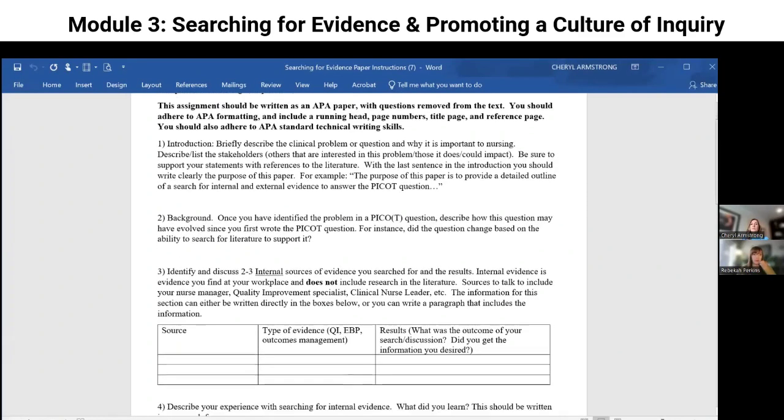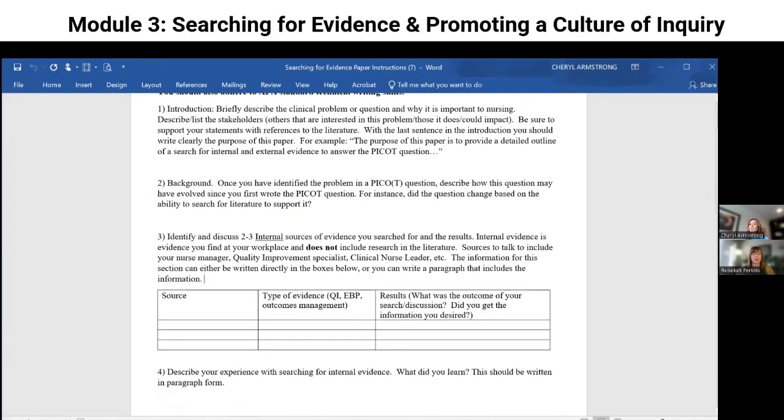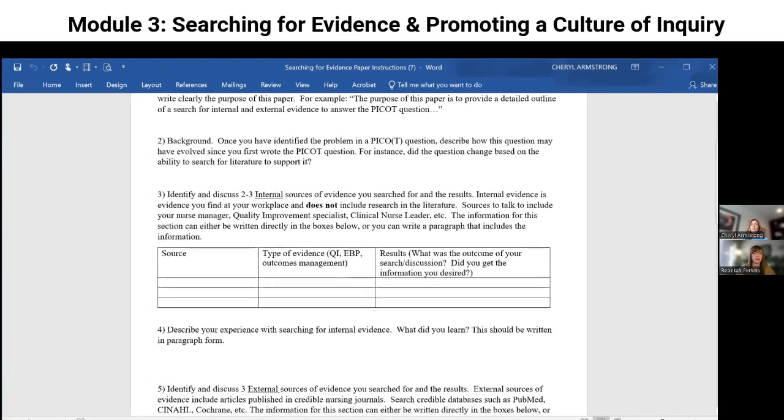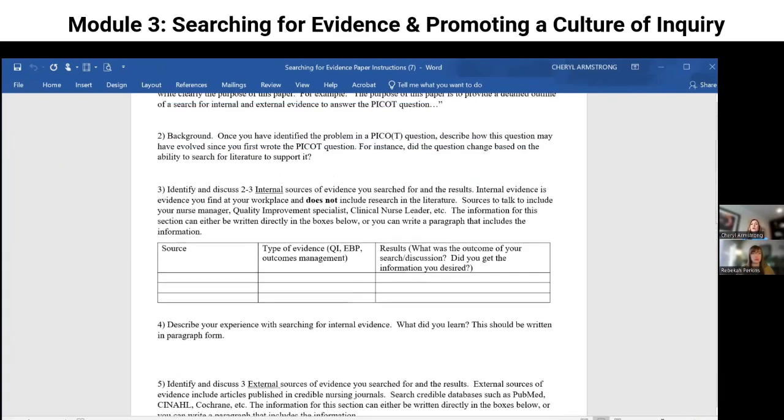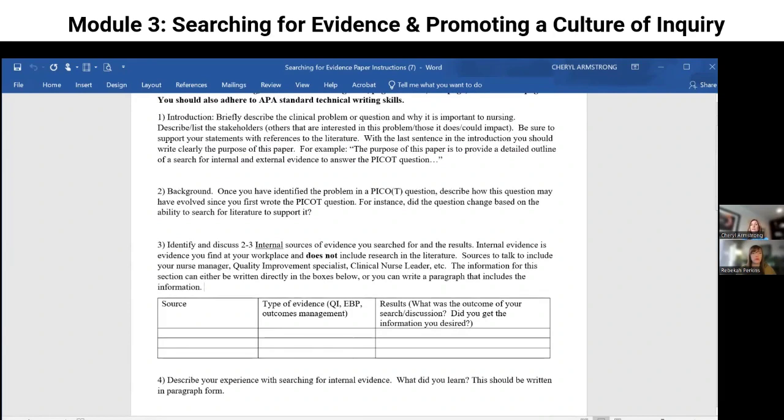Then you'll have some background. Has the question evolved? Typically, you'll have a PICO question, and it will change a little bit based on what you find in the literature and based on maybe some of our feedback. You'll also have this area where you discuss the internal and external sources of evidence. We recommend, in line with scholarly writing, that you take out the actual number 1, number 2, number 3 type thing, but you are welcome to leave in the table if you want to. Sometimes that helps organize things a little better, or if you want to write it out more in narrative format, that's totally fine.